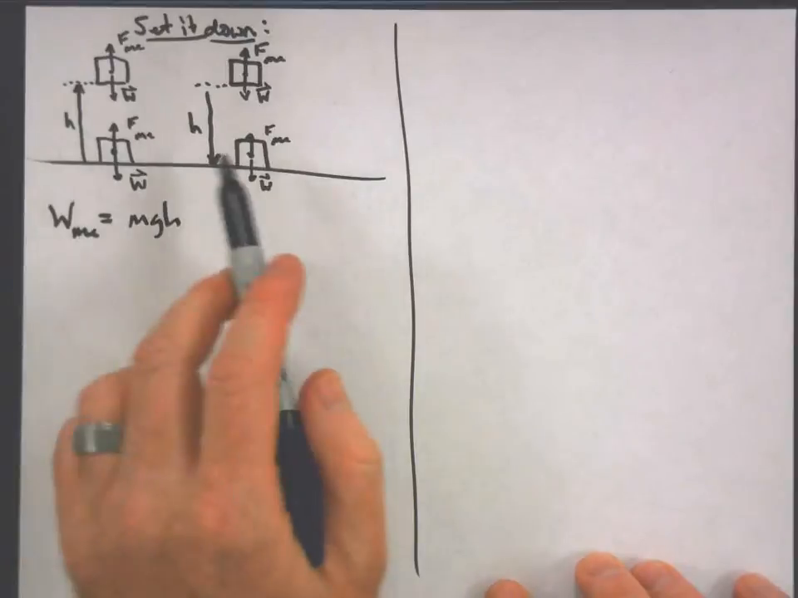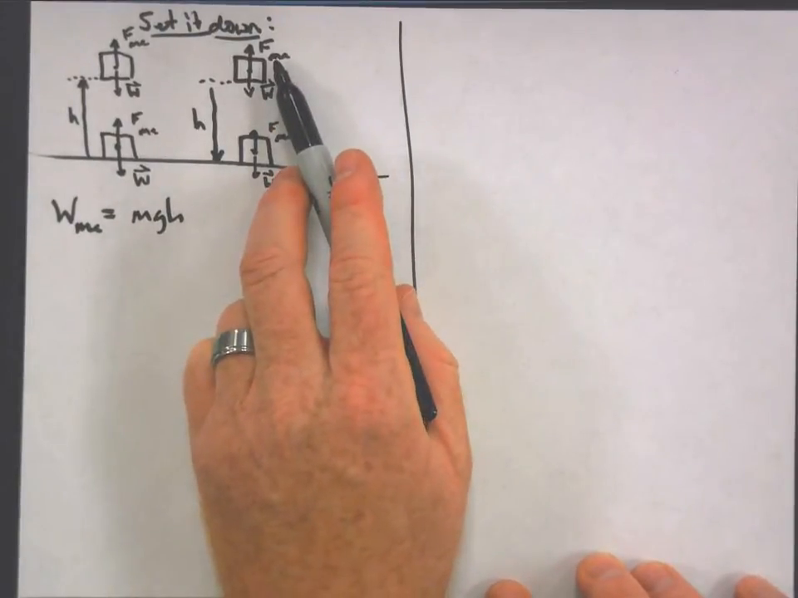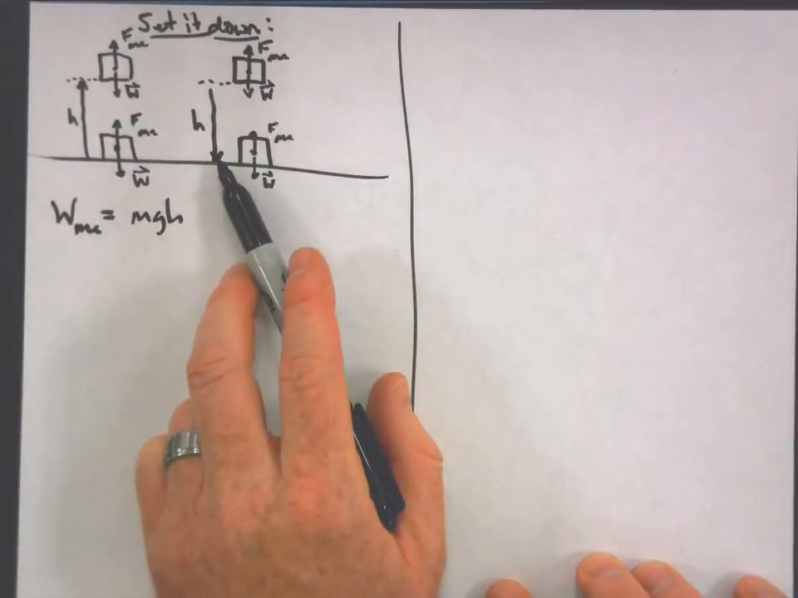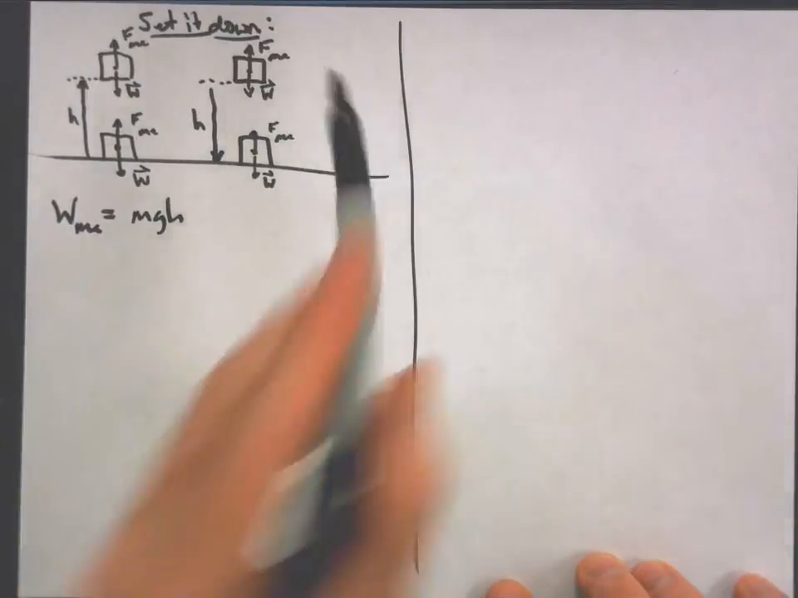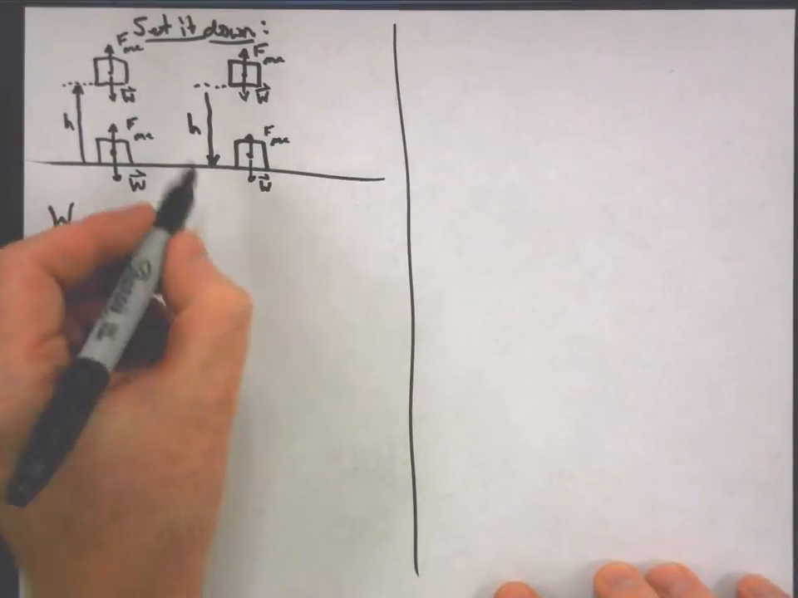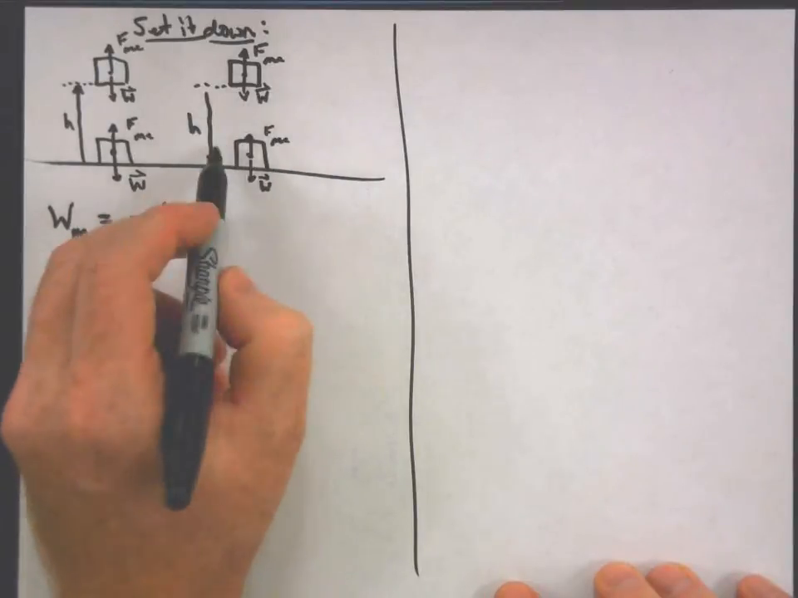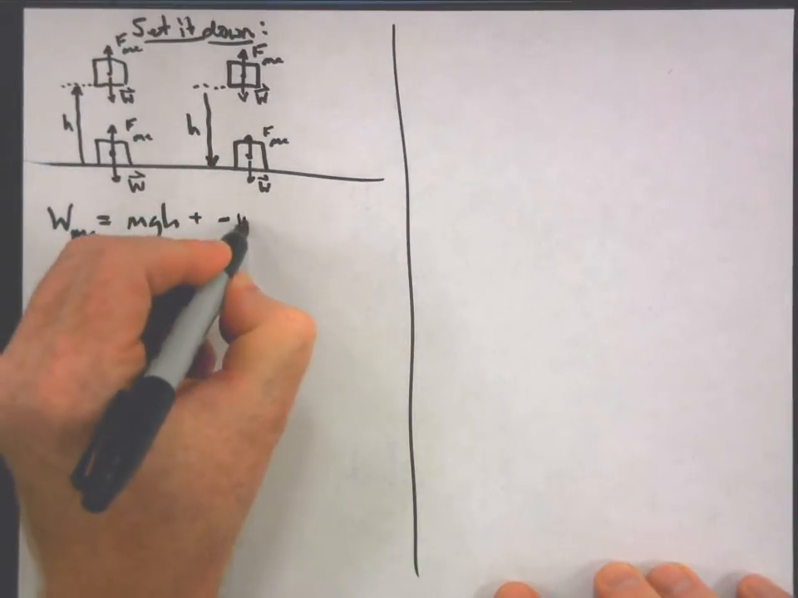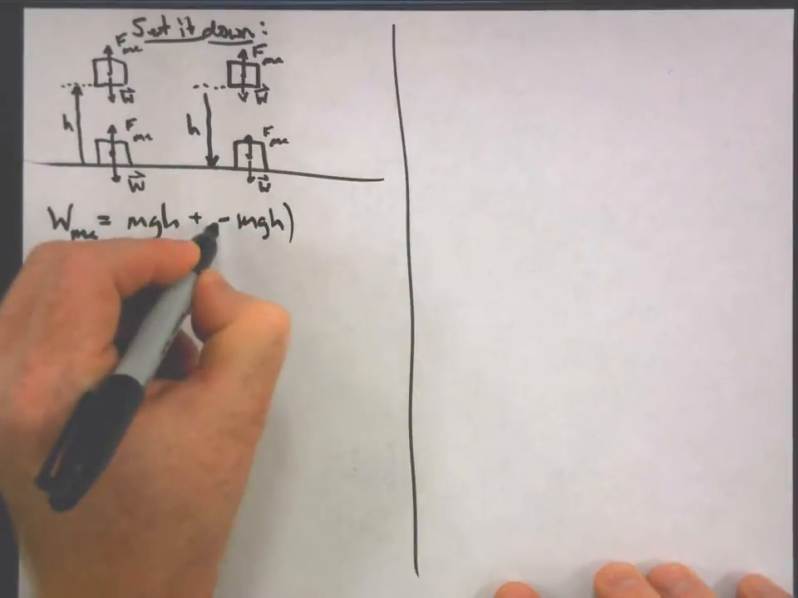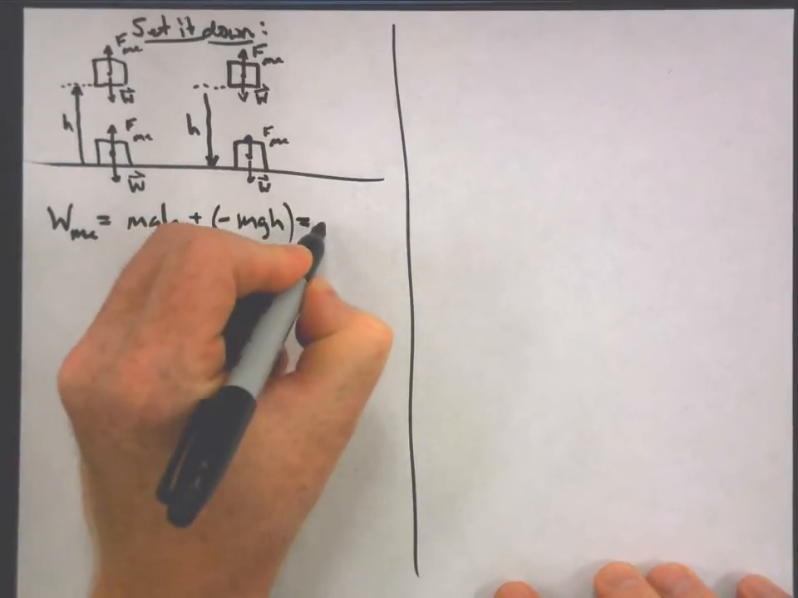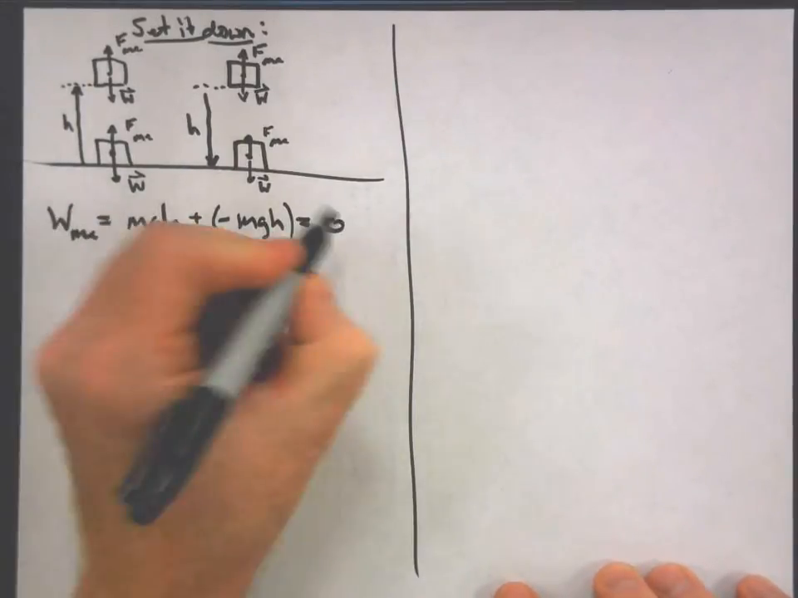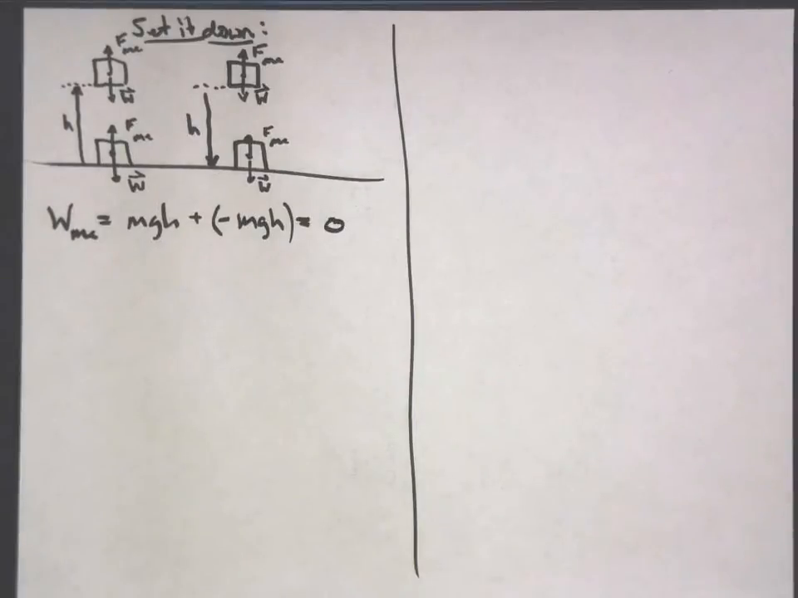Now what about the work done by me on the trip down? There's the force of me, and there's the distance h. So my force is still mg, but now the angle between the two is 180, so it's a negative mgh this time. So the work done by me, overall, I do zero work overall from up to down to end up back where I started.